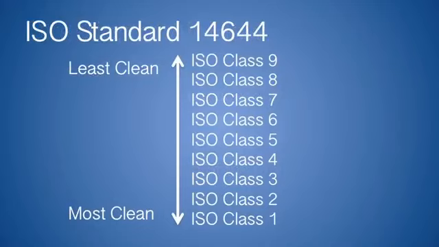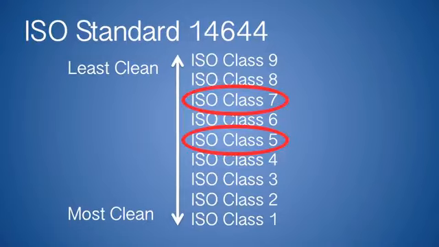Clean rooms are classified under the ISO standard 14644. The classifications are based upon the amount and size of airborne particles in a clean room at any given time. The ISO standard covers 9 classes of clean rooms, with Class 1 being the cleanest and Class 9 being the least clean. This video primarily covers ISO Class 7 and ISO Class 5 clean rooms, as these are some of the most common classes of clean rooms used.